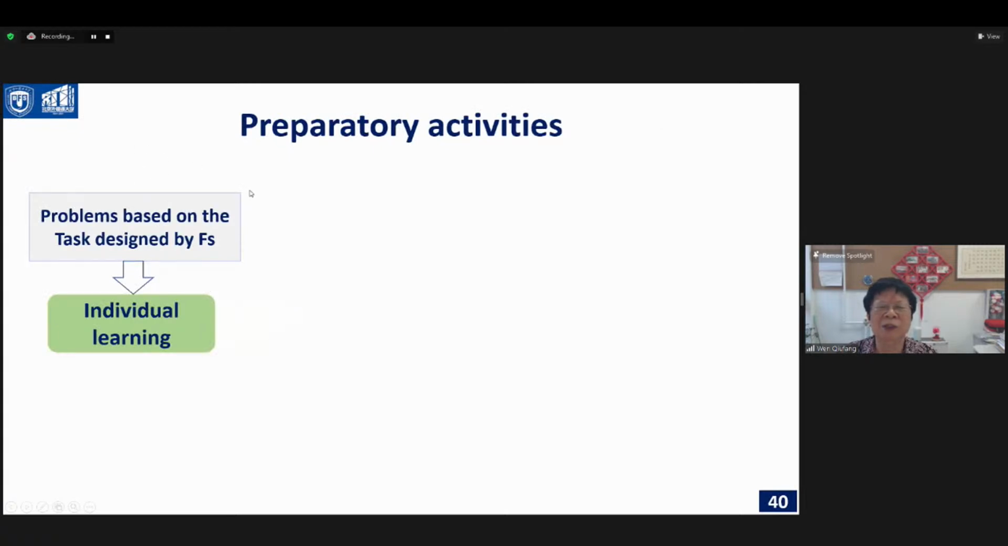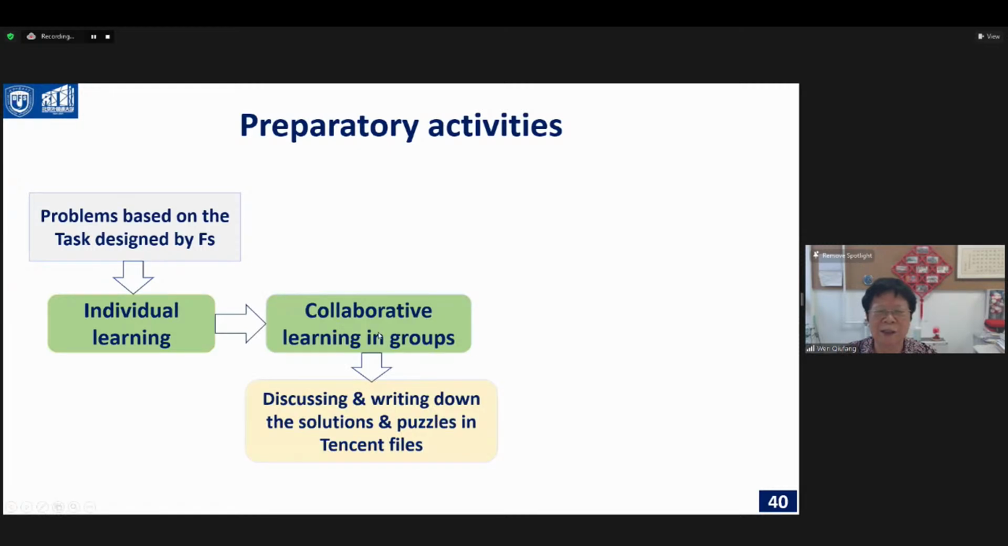Now we give them lesson plans and video clips and also problems. We ask all the CC members to do individual learning. That means they read the lesson plans and watch video clips. By the way, we give the video clips Chinese subtitles because the lesson is in Korean and other teachers do not understand Korean. Okay, they start with the individual learning.